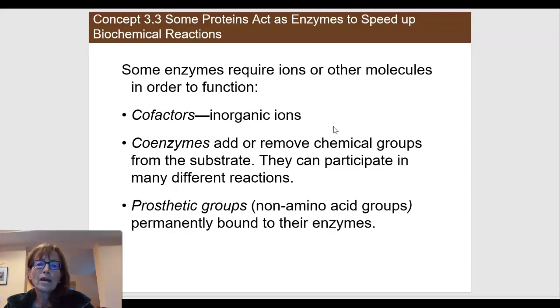Some enzymes require helper molecules, and those can be a variety of things. They can be ions, which are cofactors. They can be coenzymes, which will be involved with doing something with those chemical groups that the substrate has. And this is a very broad definition. We'll see a couple of examples coming up. Or it could be a prosthetic group, which is something that doesn't have any amino acid groups on it, but it's something that is actually bound to the enzymes themselves.